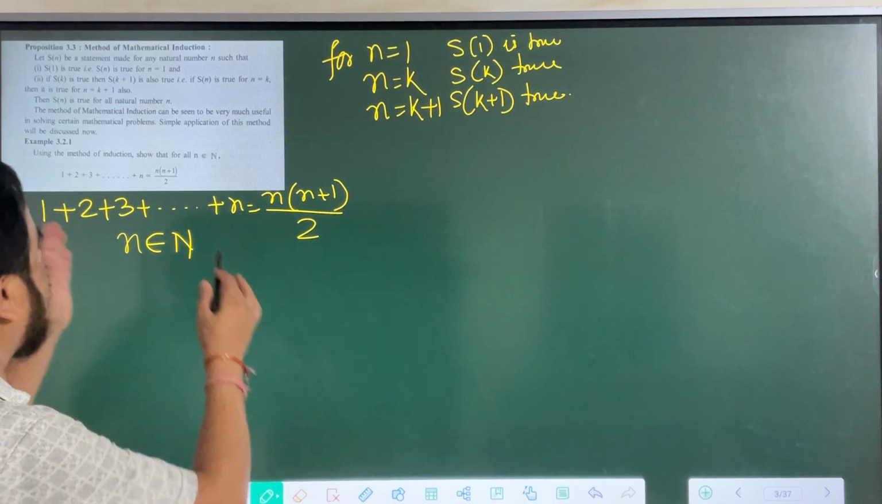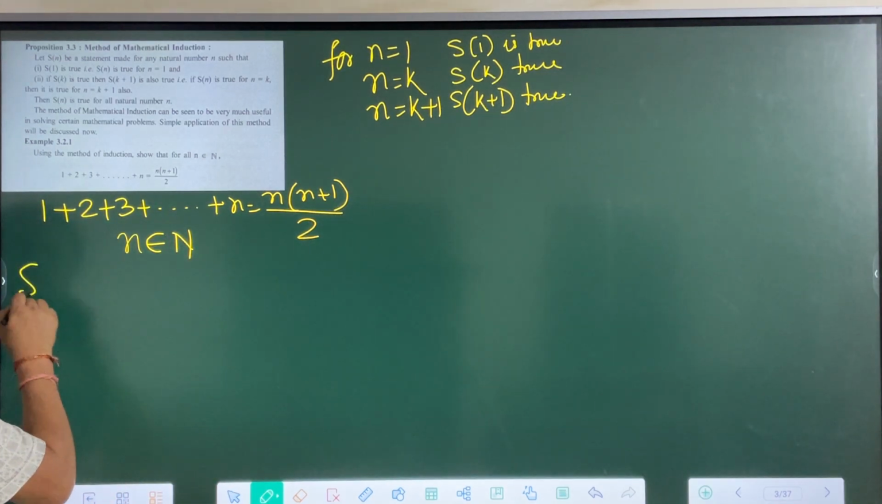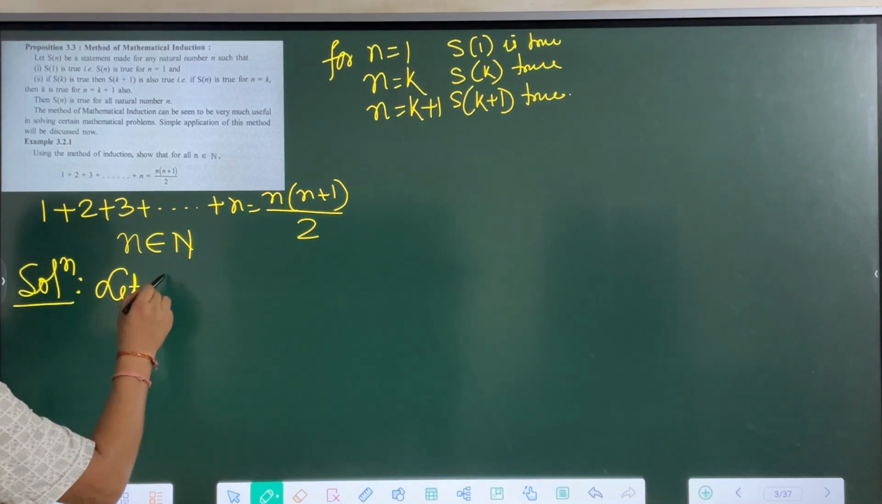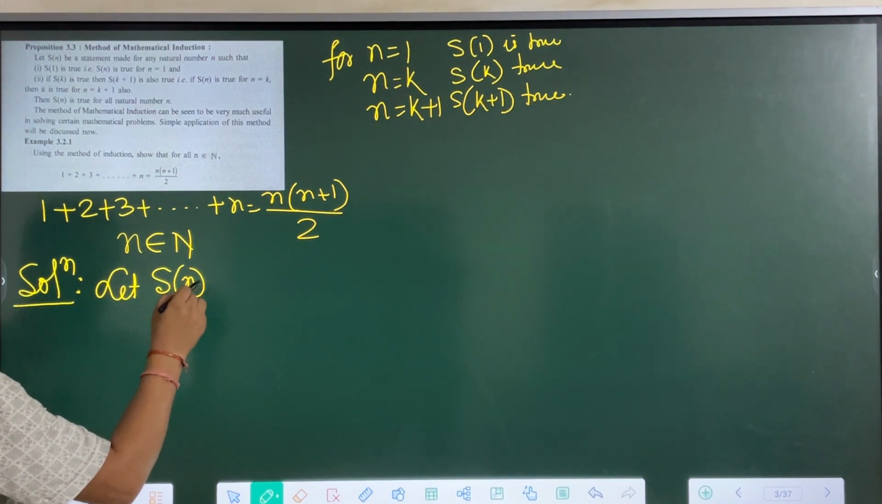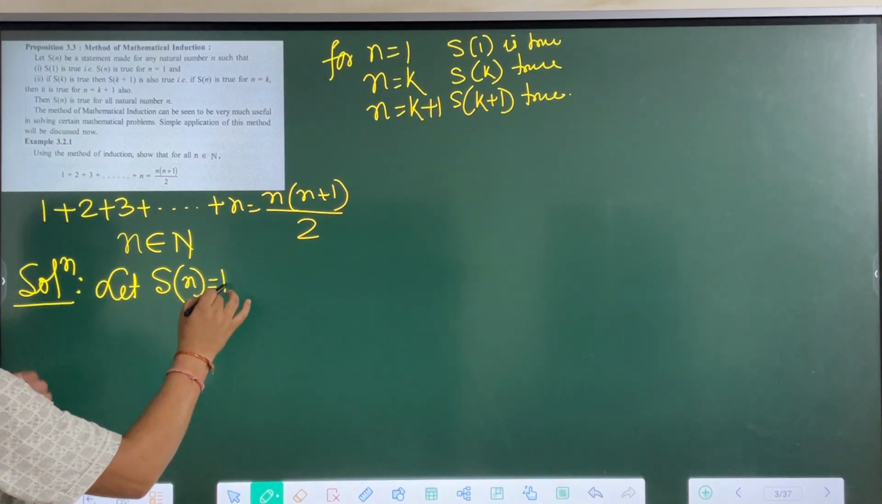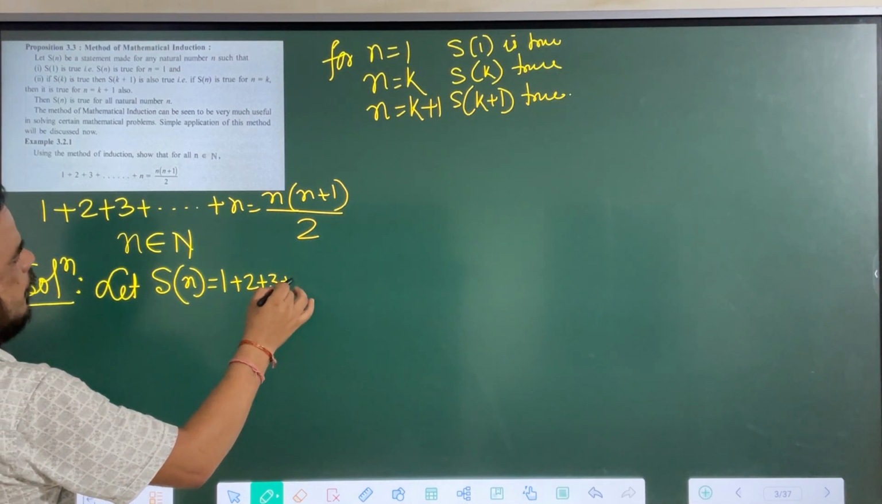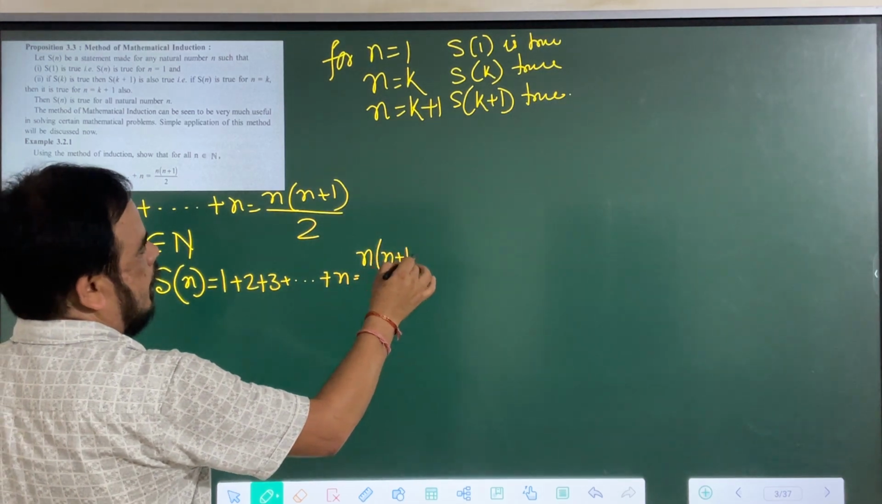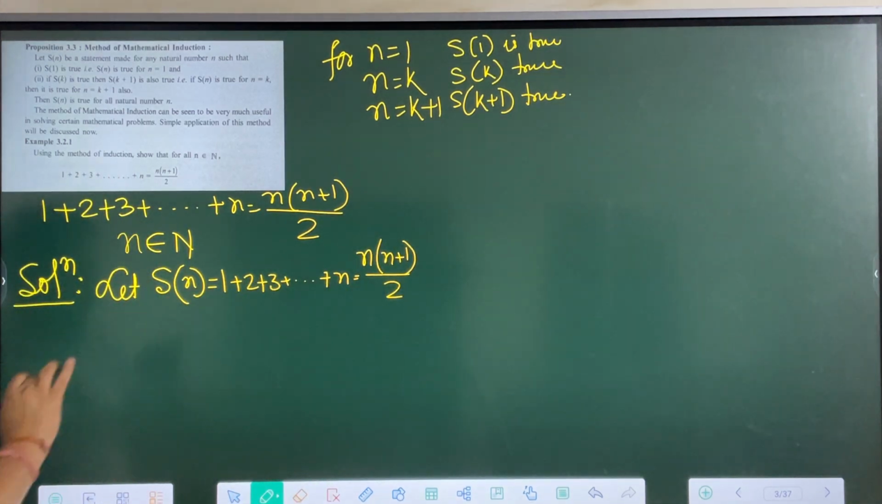First of all, whatever term is given, you have to take that on the left first. Sn equals whatever term is given, we will write it here, whatever is given in the question.